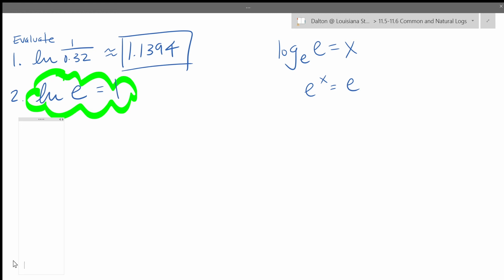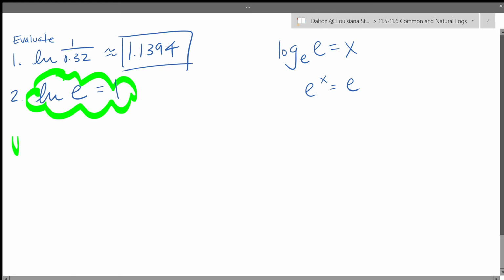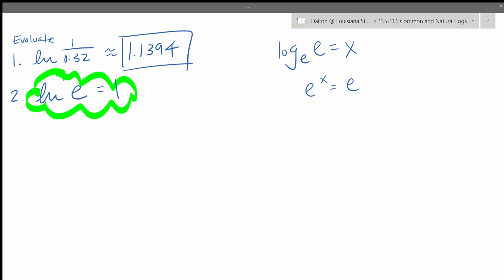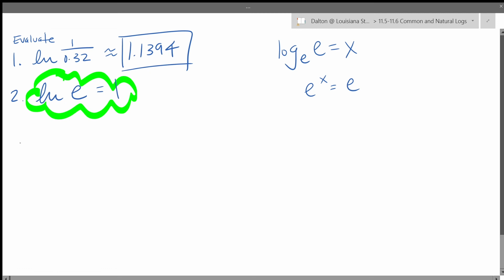So before we get to solving, though, I want to do some other types of problems, just like we did with common logs. I want you to use change of base. Use change of base to evaluate.